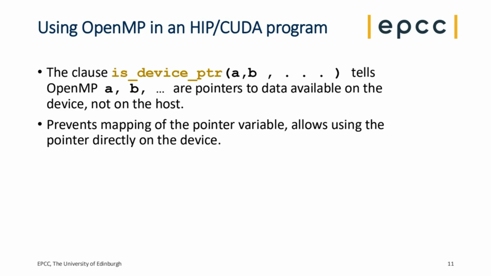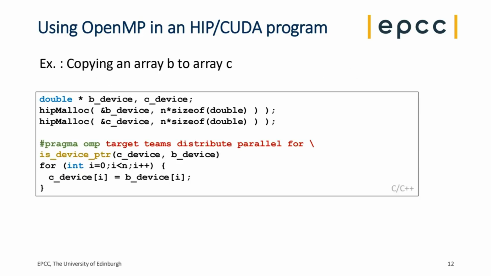So here now we use a slightly different clause. It's kind of the same thing, the is_device_ptr, to tell OpenMP when certain pointers are pointing to data already available on the device. So this is something that you would do when you're explicitly making HIP calls to allocate the data on your GPU, and that's what's going on here.